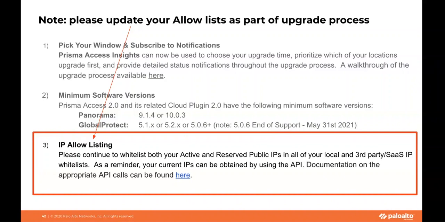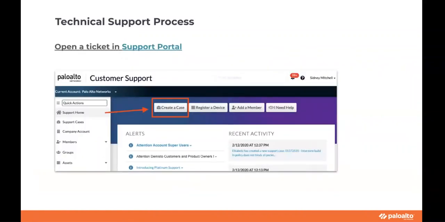Very important point, as we've mentioned every time, please do continue to whitelist, allow list, update your allow lists, and as part of the upgrade process, make sure you're whitelisting both active and reserved public IPs with your third party and other SaaS applications. All this is great, but if you run into a problem, our world-class customer support team is standing by to help you. Do not hesitate to open a ticket there, open a case, and they will attend to your issue as soon as they can.